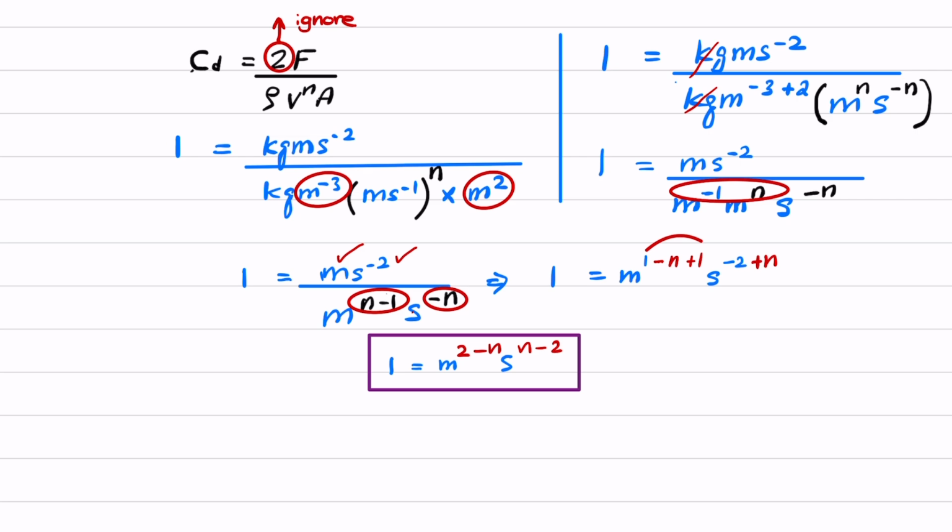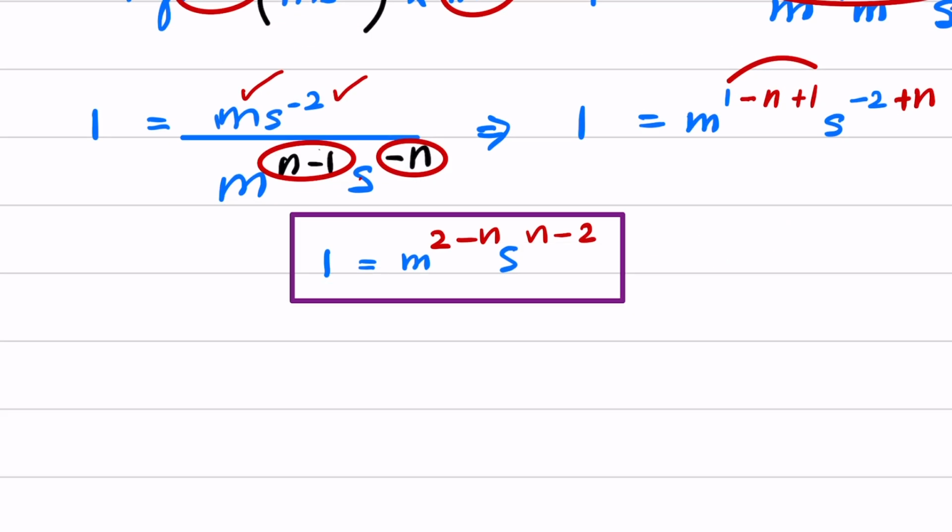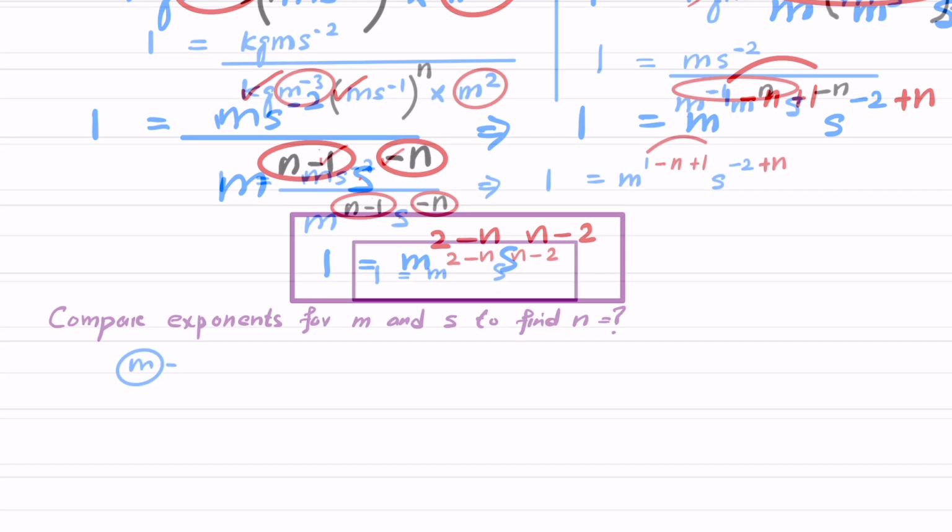What we see over here in this equation, there is m with the power of 2 minus n, there is s with the power of n minus 2 on the right side of the equation. On the left side of the equation, there is no m, so we will consider the power of m as 0. And there is no s, so we will consider the power of s as 0. Anything which has a power of 0 is equal to 1. That means we are multiplying something with 1, so obviously it won't be any violation mathematically. So let's compare the exponents for m and s now to find out the value of n.